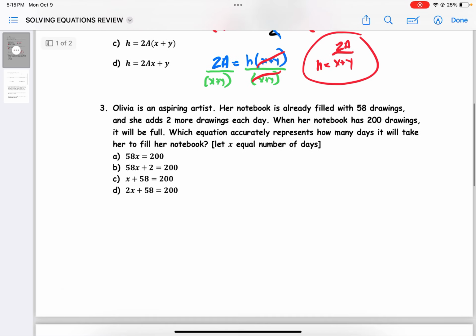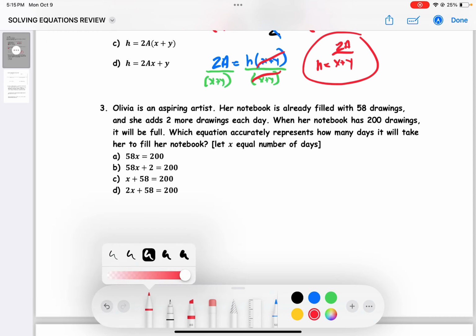Number 3, we're building an equation here. So Olivia is an aspiring artist whose notebook is already filled with 58 drawings. And she adds 2 more drawings each day. When her notebook has 200 drawings, it will be full. Which equation accurately represents how many days it will take her to fill the notebook?